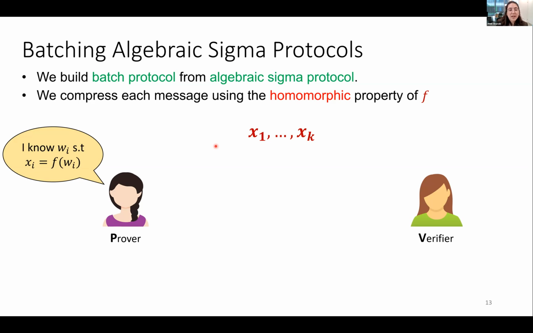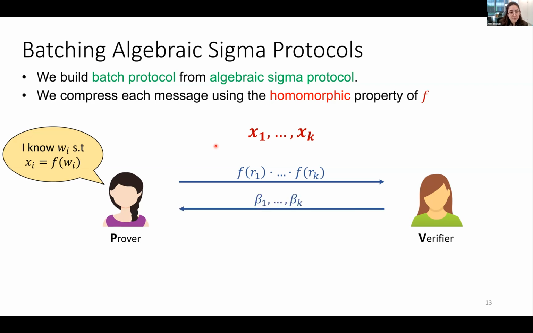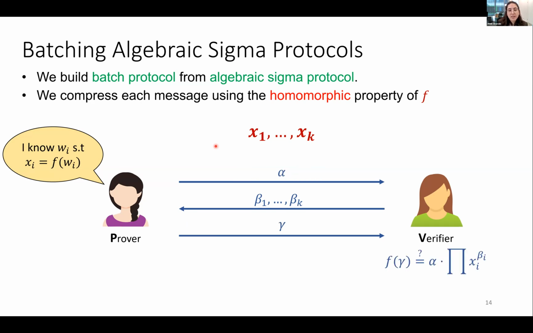The prover samples now k random elements, R1 to Rk, but instead of sending each message separately, it is going to send the product of f on Ri. The verifier now samples k random elements, beta 1 to beta k, and the prover responds with the sum over Ri plus beta i times Wi, which is again, instead of sending each of them separately. We denote those messages as alpha, beta, gamma, and the verifier accepts if and only if f on gamma equals alpha times the product of xi to the beta i.